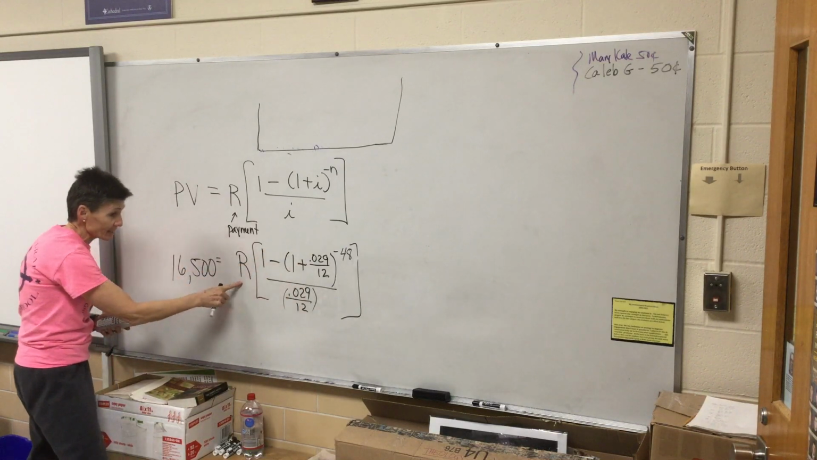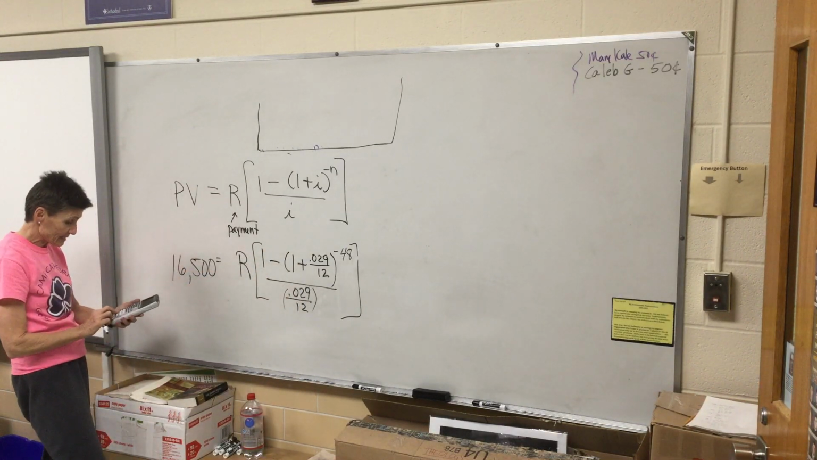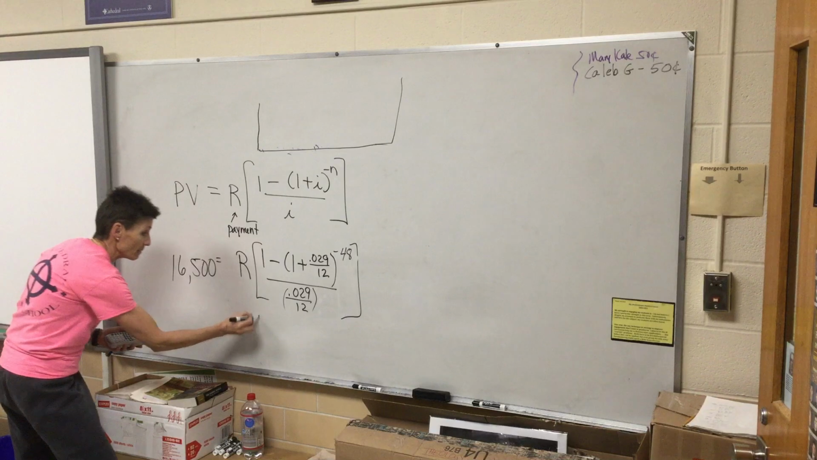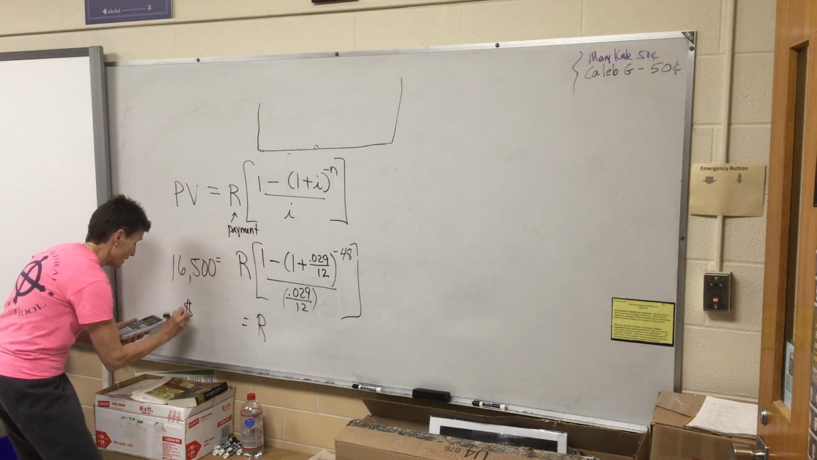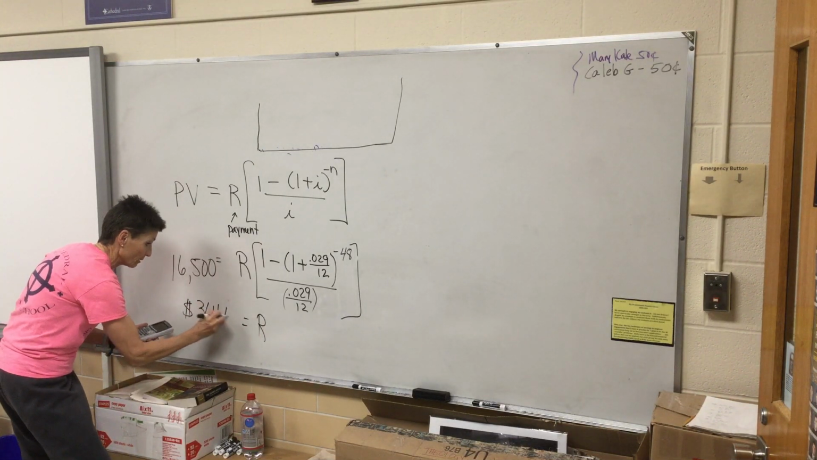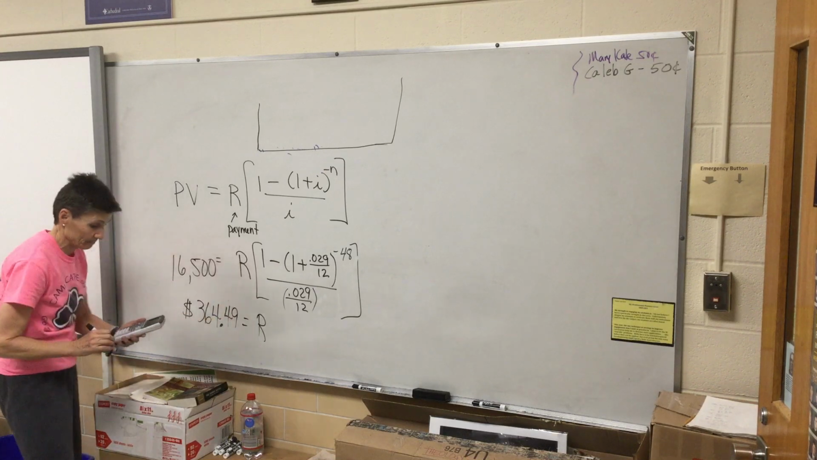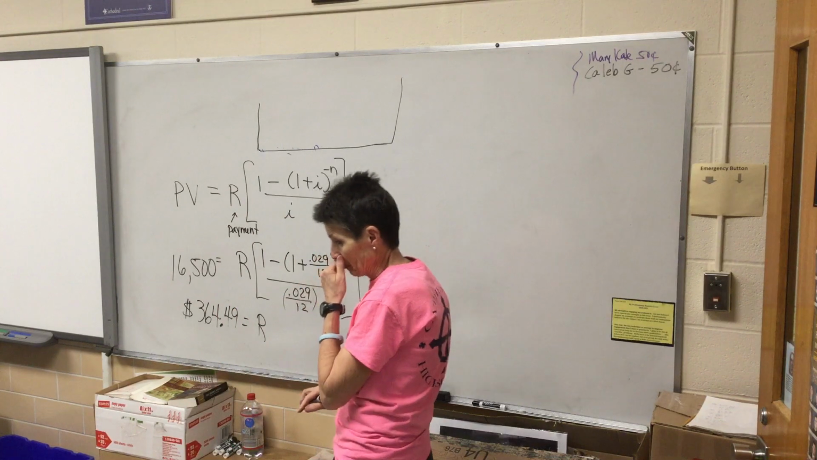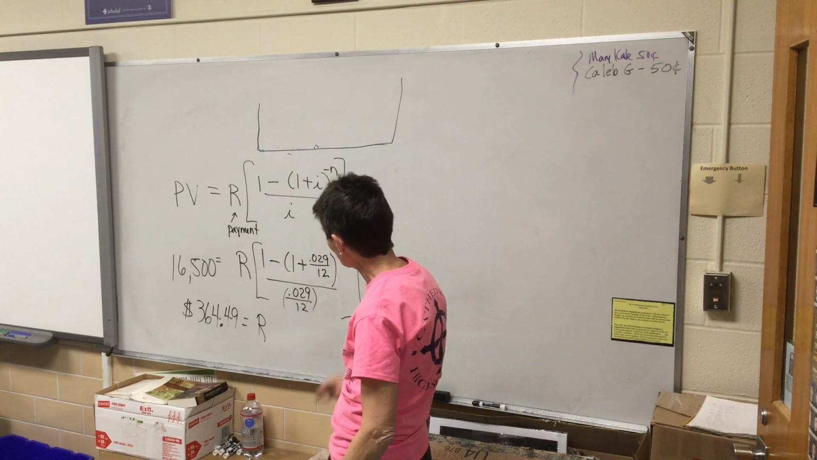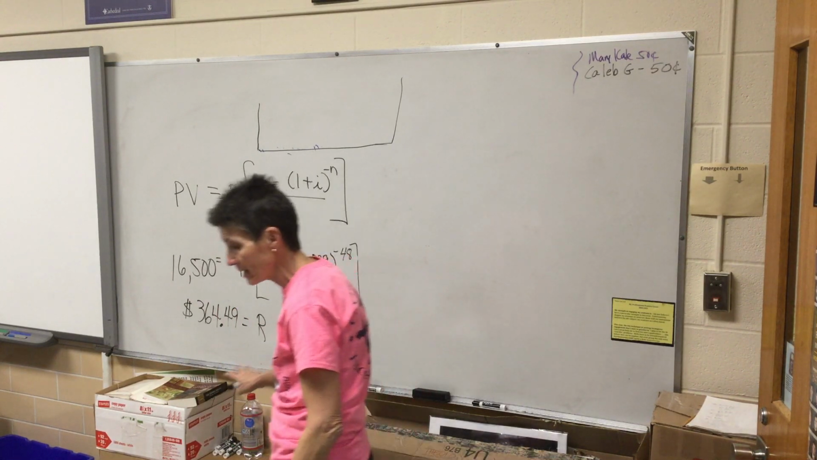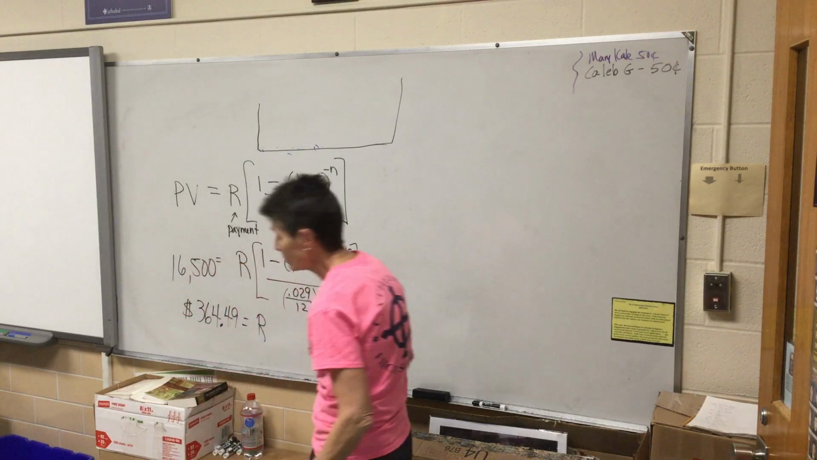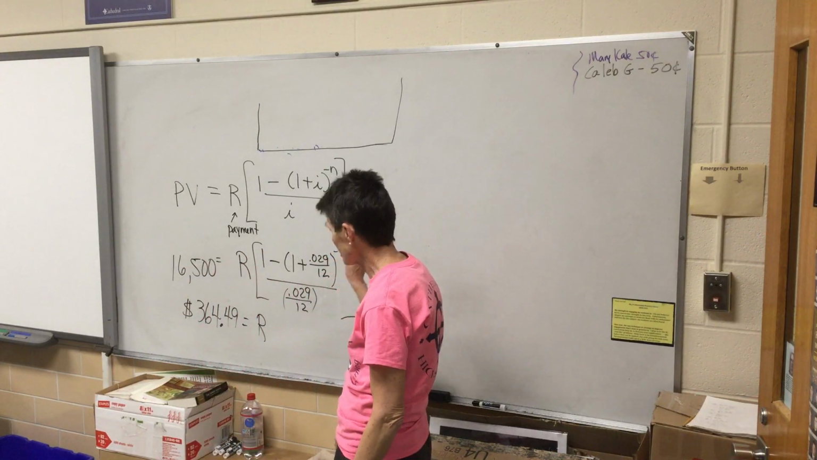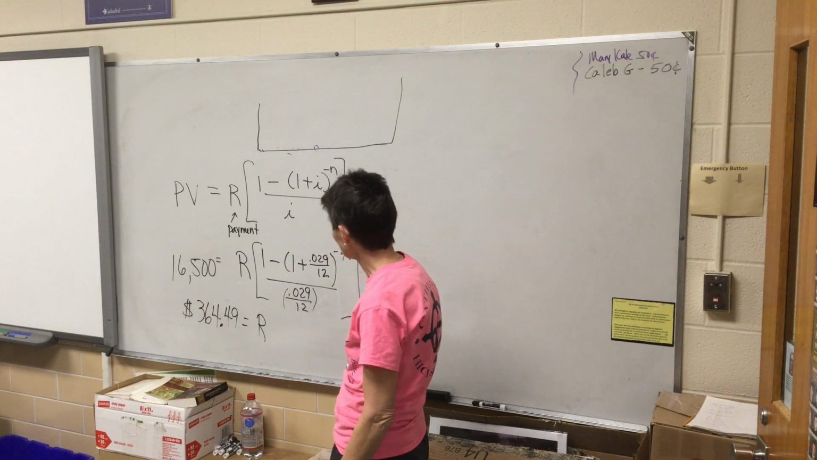So to get R by itself, I have to take 16,500 divided by the second answer. And the amount of the payment is $364.49. All right, we're going to do the next one and we'll go through it. So if you didn't get that on your calculator, pay real close attention on the next one because it's going to be some of the same stuff.